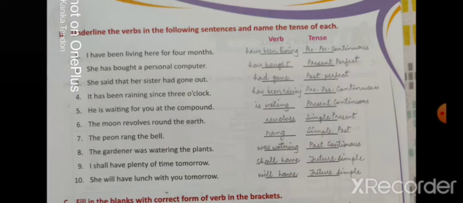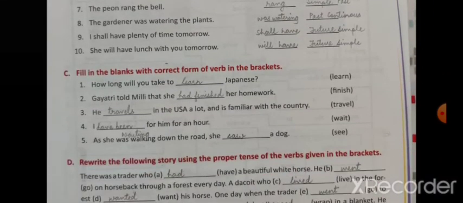I shall have plenty of time tomorrow. Shall have is the verb. Future simple is the tense. She will have lunch with you tomorrow. Will have is the verb and the tense is future simple. Coming on to the next exercise, fill in the blanks with the correct form of the verbs in the bracket.